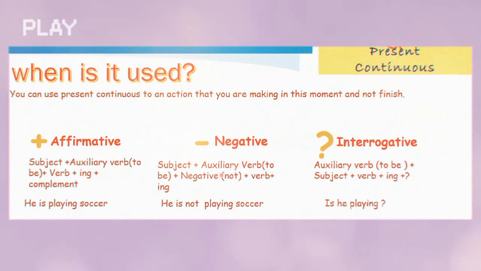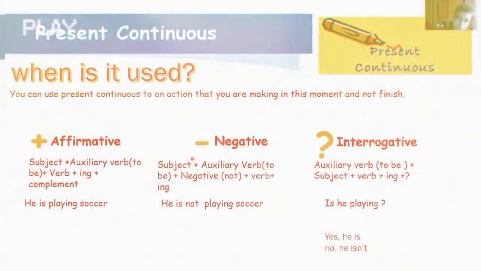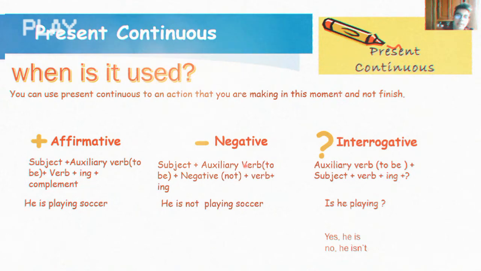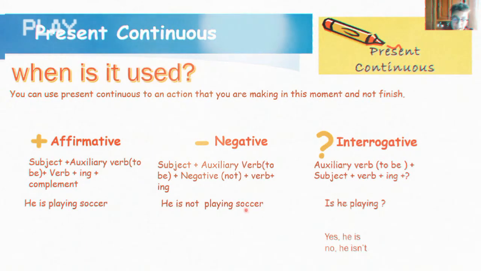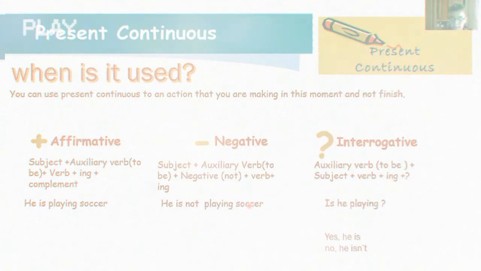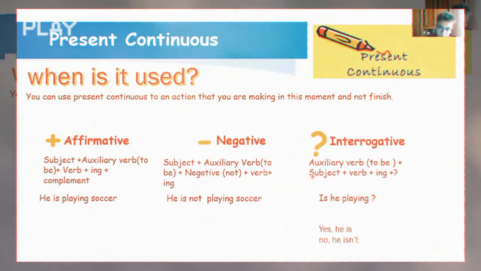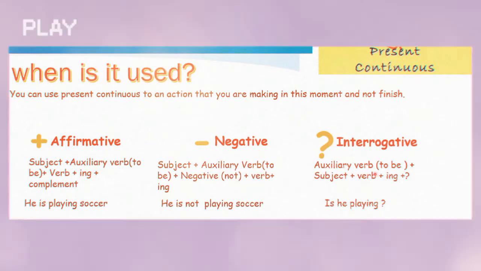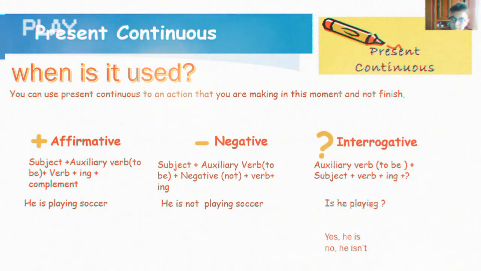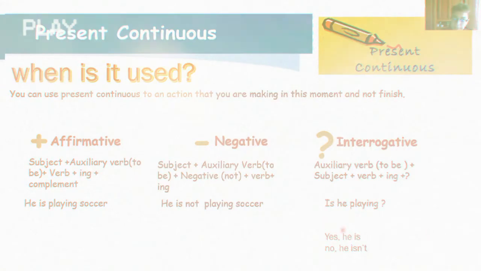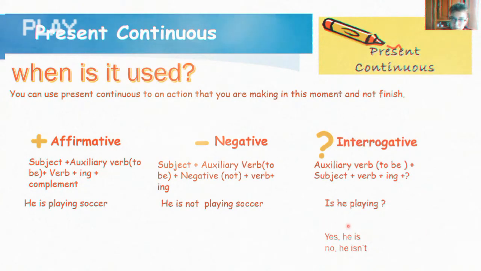Continue. In the negative part: subject, auxiliary verb to be, negative form, verb with ing. He is not playing soccer. In this case, soccer is the complement that you can see in the picture on my screen. And how to make the question? Auxiliary verb to be, the subject, the verb with ing. Is he playing? And how to answer? Yes, he is, or no, he isn't. Remember that this depends on the pronoun that you are using.